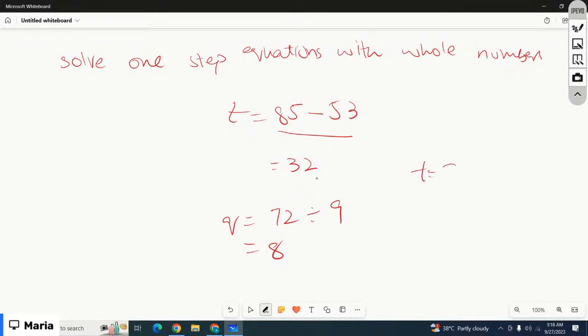The other equation is 9 times t equals 9 times 6. So which is the correct option? 9 times 6 is 54, right? Okay.